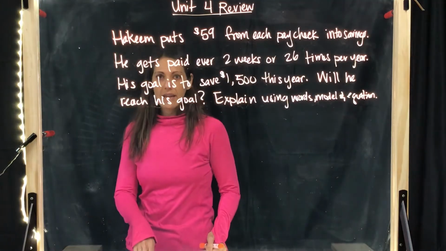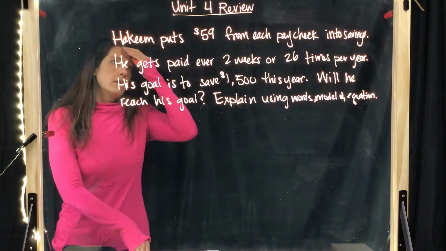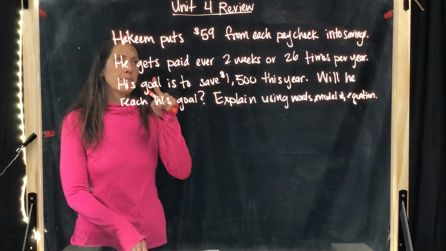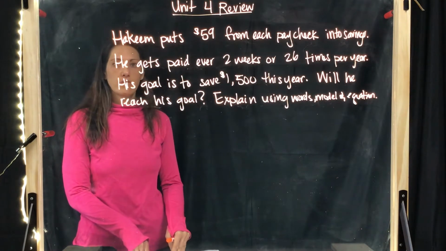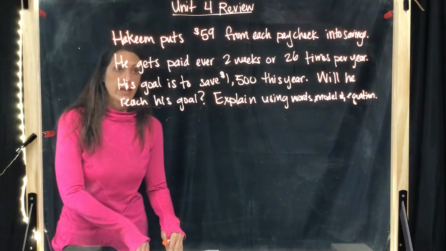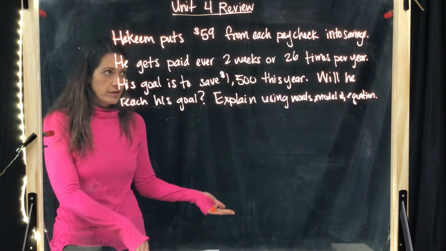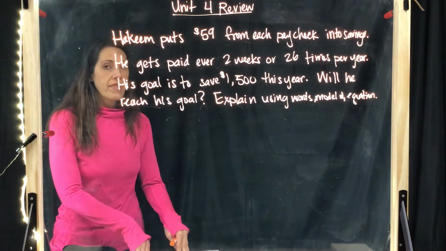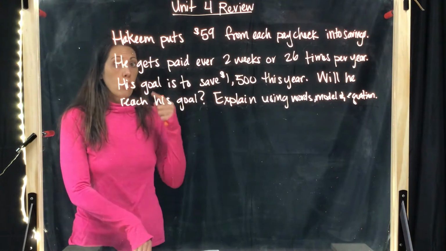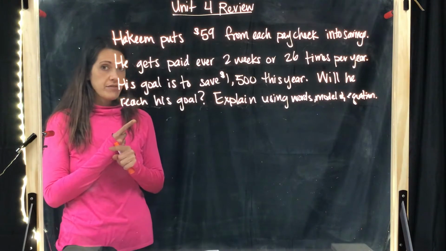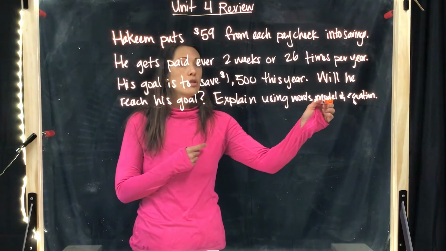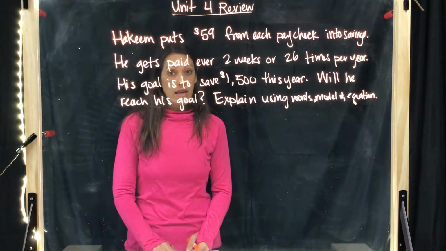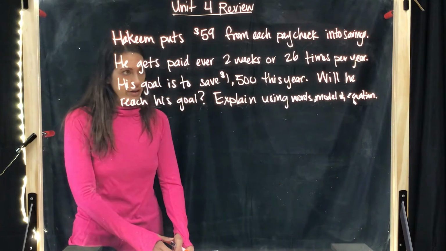All right, let's take a look at number 2 in Fat Cheetah. We have Hakeem, and he's putting $59 from each paycheck into his savings account. He's getting paid every 2 weeks, or 26 times for the whole year. And his goal is to save $1,500. Will he reach his goal? And then we have to explain that using words, drawing a model, and then writing an equation. So let's take a look.